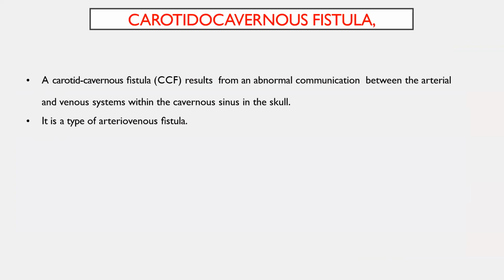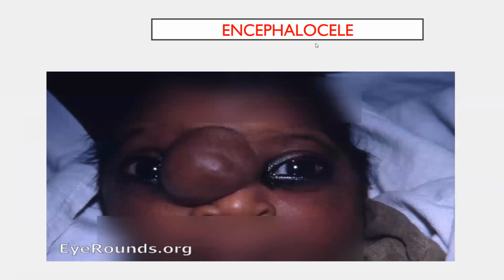Next one is carotid-cavernous fistula. It results from abnormal communication between the arteries and the venous system involving the cavernous sinus in the skull. It is a type of AV fistula. Next. This is encephalocele, a midline defect that causes bulging of the brain tissue outside the skull.